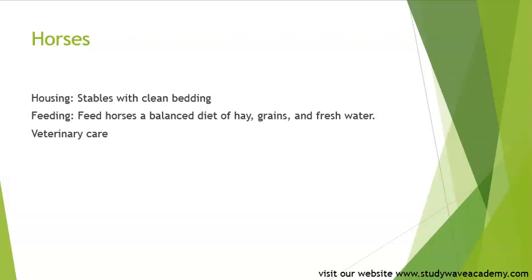Feeding. Feed horses a balanced diet of hay, grains, and fresh water. Horses should have access to good quality hay. The amount depends on their age and activity level. Supplement with grain and provide clean, fresh water at all times. Veterinary care. Regularly check the health of the horses, including their teeth, body condition. Ensure horses get regular exercise. Okay? So we now know how to take care of horses, right?